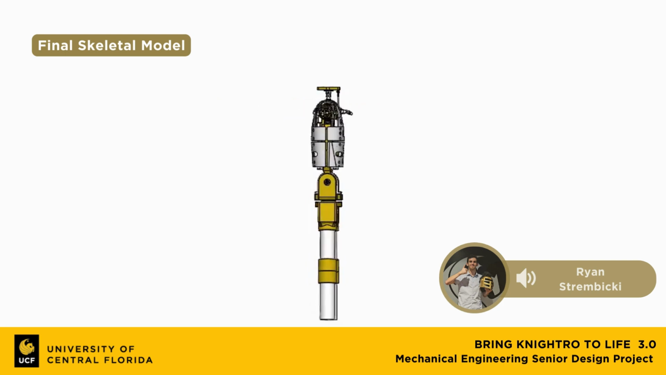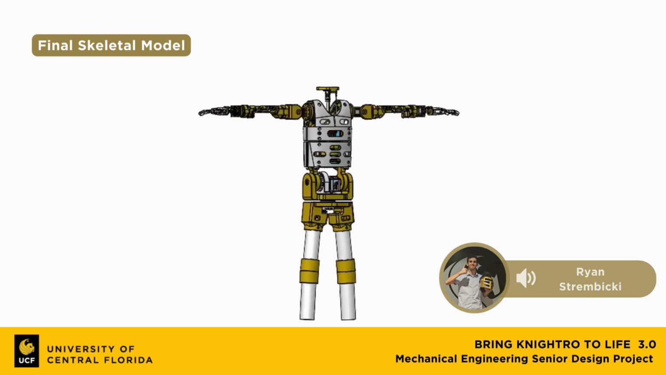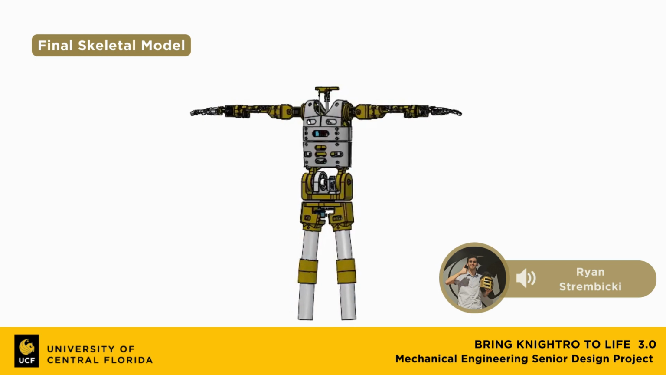Moving up the arm, the elbow function is achieved using a 4-bar linkage configuration, which is then attached to a 3 degrees of freedom direct drive shoulder. This arm is then mirrored across to create our second arm.